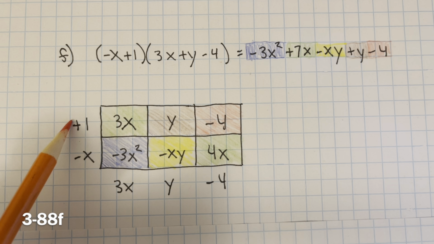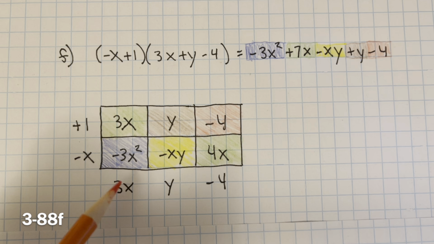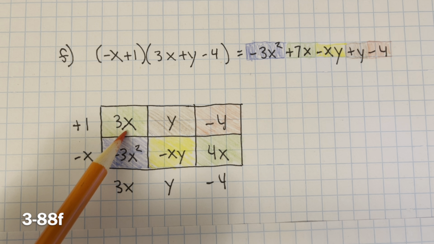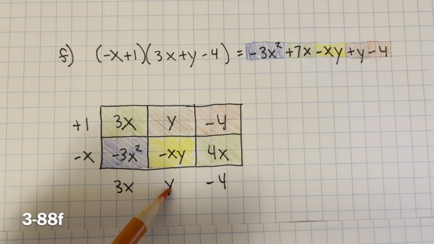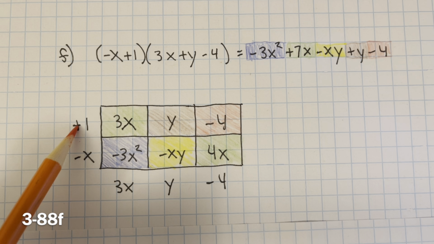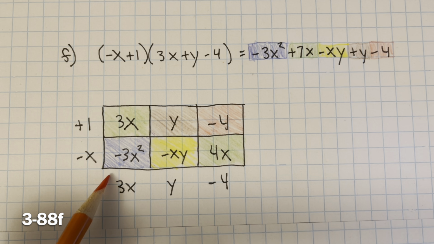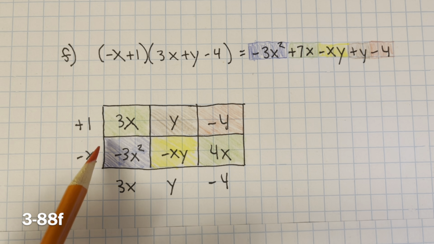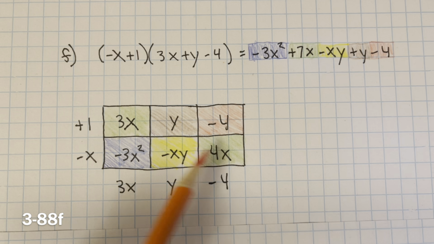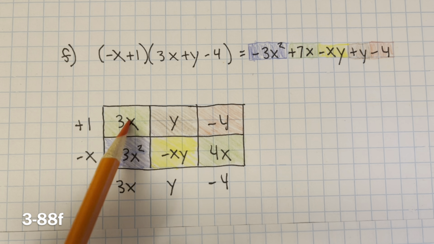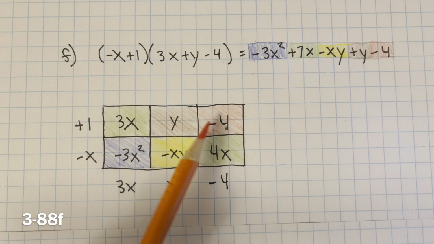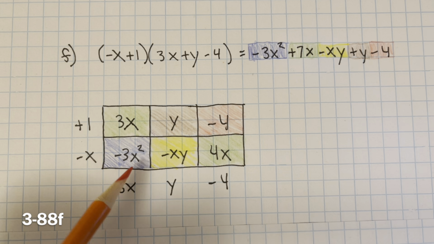Now I'm going to go to the second term. 1 multiplied by 3x is 3x. 1 multiplied by y is y. 1 multiplied by negative 4 is negative 4. Now I can combine like terms. I have 3x and 4x. These are the only like terms. All the others I cannot combine. They are not like terms.